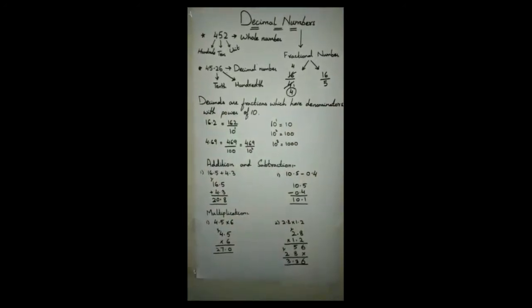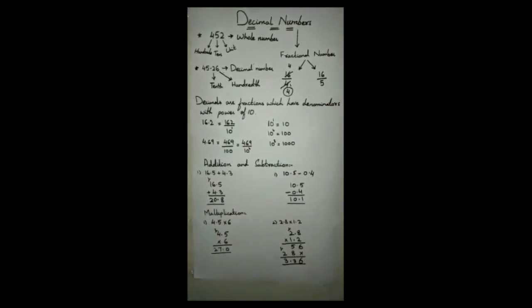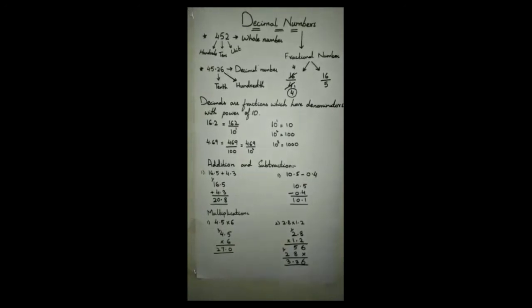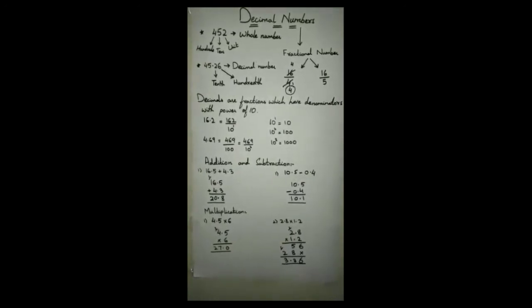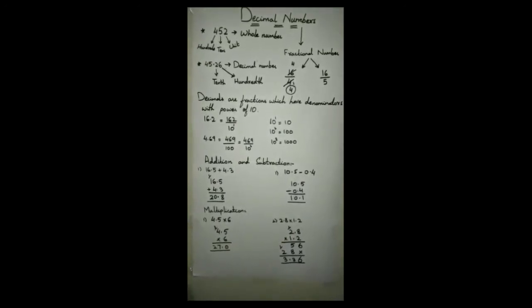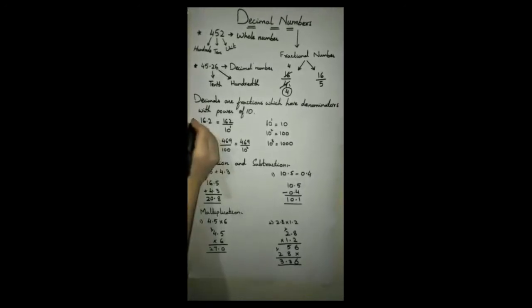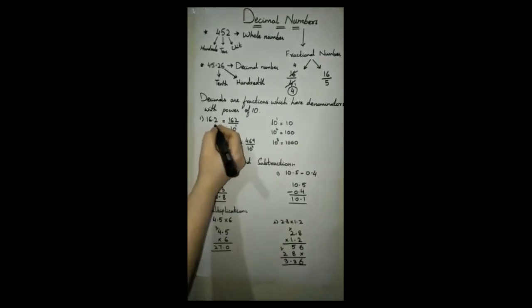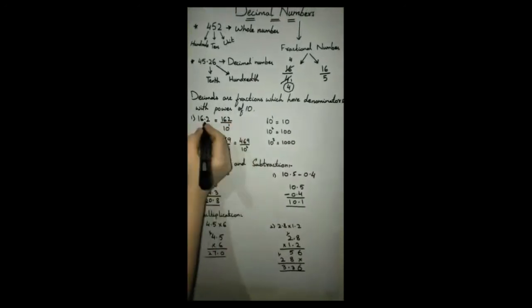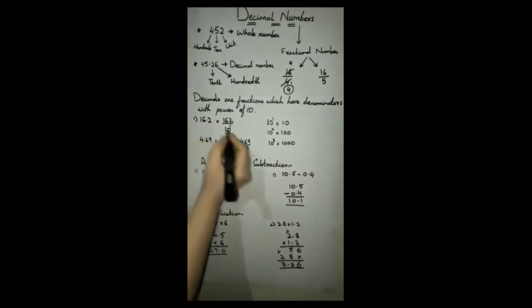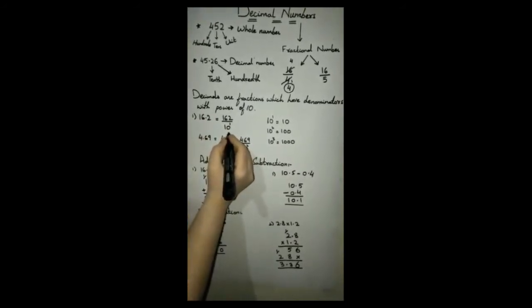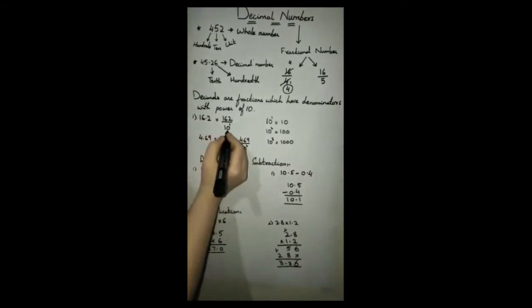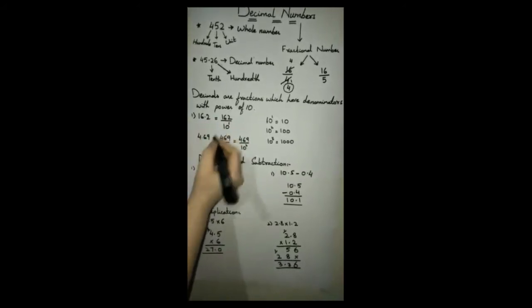Decimal numbers are fractions which have denominators with a power of 10. What is the meaning of power of 10? I have some examples of decimal numbers here. Example number 1, 16.2. 16.2 is a decimal number. If I want to write this as a fractional number, I will remove this decimal point and write 10 here. Why am I writing 10 here?